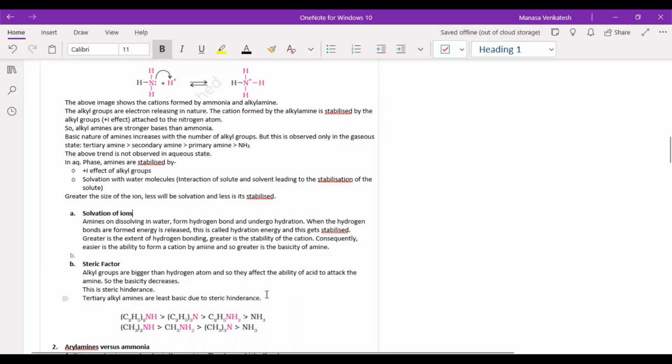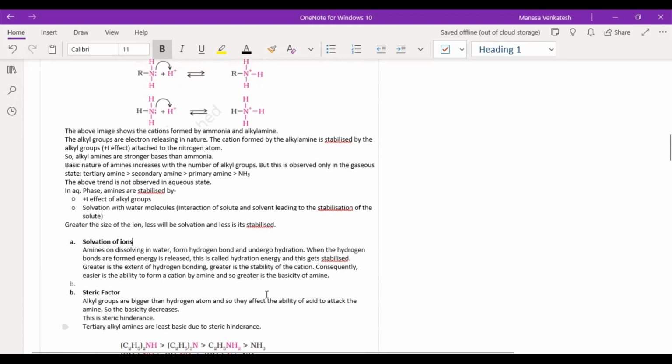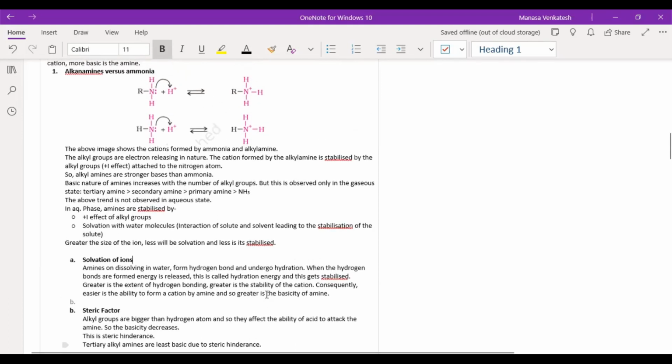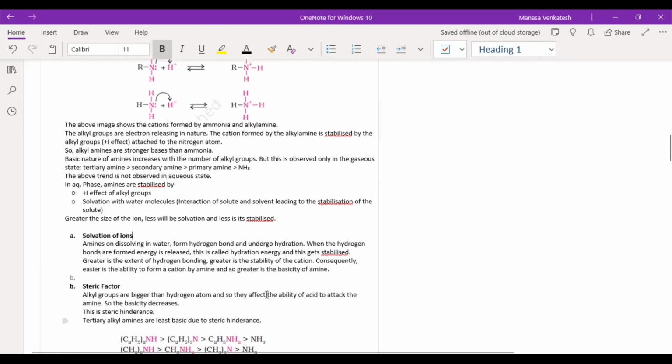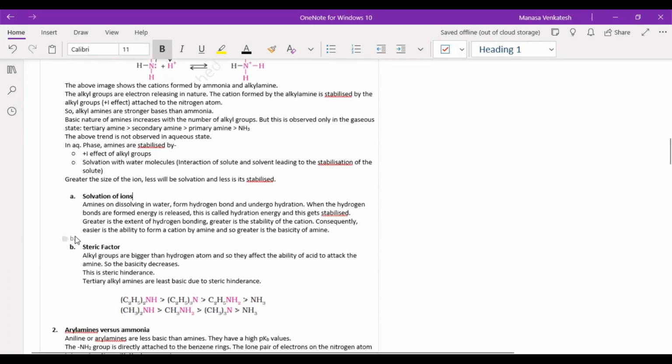If we had just considered the +I effect shown by the alkyl groups, then it would have been tertiary amine more basic than secondary, which is more basic than primary. But that's not the case. And there are two other factors that are happening, and that is solvation of ions and steric factors.